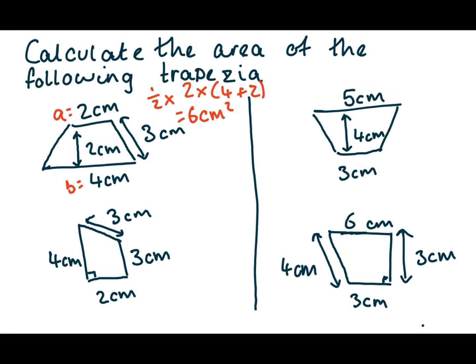This next one, it's got a different orientation, so our A is actually going to be this 3 and our B is going to be this 4. Now our height, remember our height has to be perpendicular to our base, so our height is going to be 2 centimetres. So again we're going to do half times height, so that's 2, times 4 plus 3. So that gives us 7 centimetres squared.